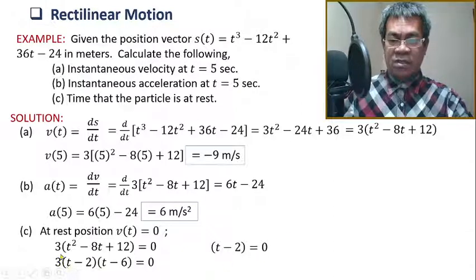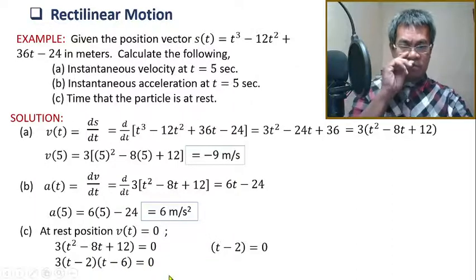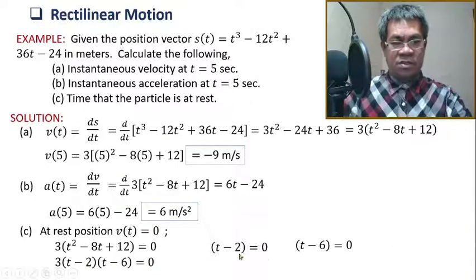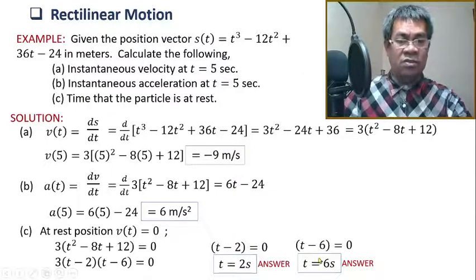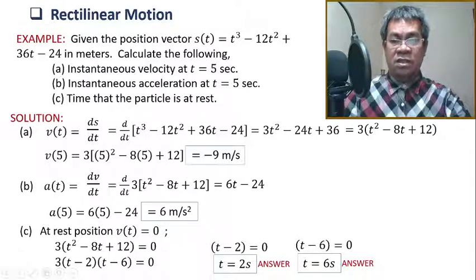So take note, this is already 0. So t minus 2 must be equal to 0, and also t minus 6 must be equated to 0. So solve for t. The first answer is 2 seconds, and the next answer is 6 seconds. So there are 2 answers. Actually 3, no? When t is equal to 0? No. The particle is at rest at 2 seconds.